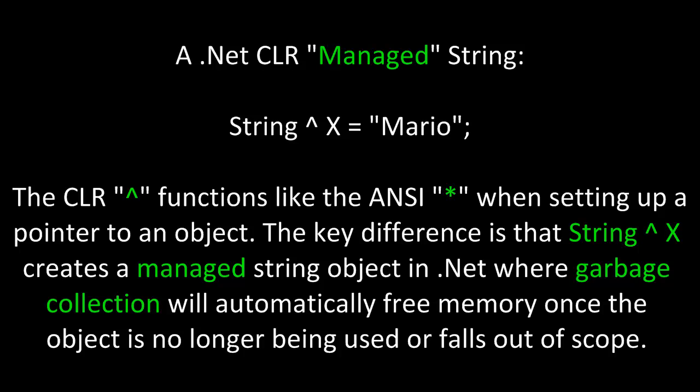As if those weren't enough kinds of strings, we're going to use yet another type of string in C++. In this case, a .NET CLR managed string, with a capital S rather than a lowercase s, and a caret. The CLR caret functions like the ANSI asterisk when setting up a pointer to an object. The key difference is that the string caret x creates a managed string object in .NET where garbage collection will automatically free memory once the object is no longer being used or falls out of scope.